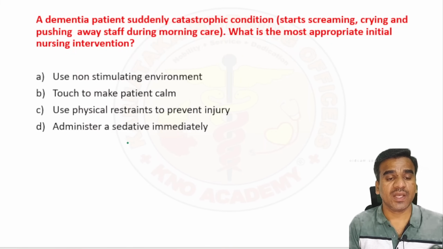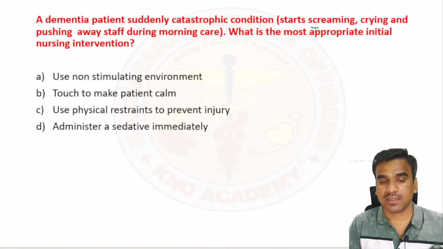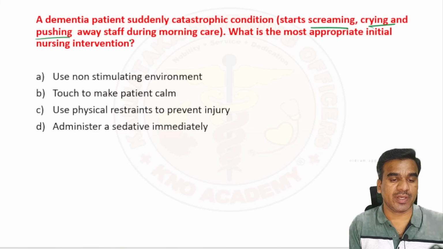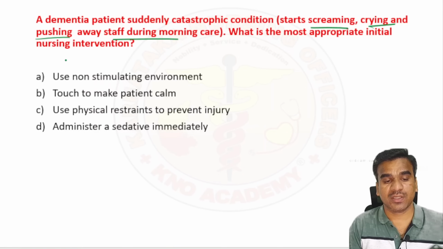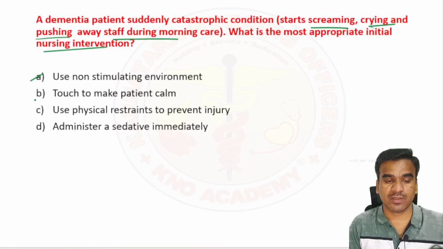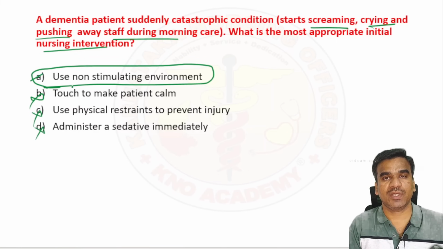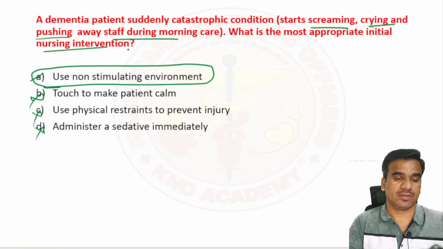A dementia patient suddenly has a catastrophic reaction, starts screaming, crying, and pushing away staff during morning care. What is the most appropriate initial nursing intervention? Option A is use a non-stimulating environment; touch to make the patient calm, you cannot touch the patient. Use physical restraints to prevent injury, no. Administer sedatives immediately, no. So the right answer is to use a non-stimulating environment. The environment should be non-stimulant. So this is the right answer.